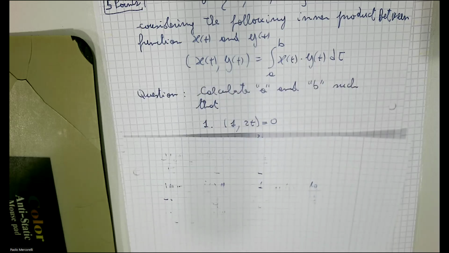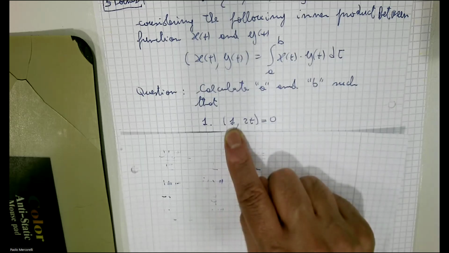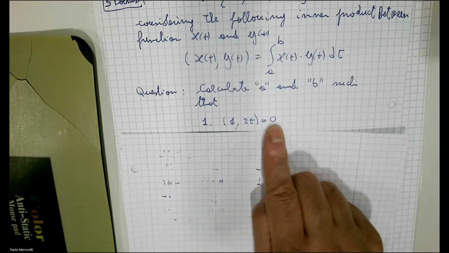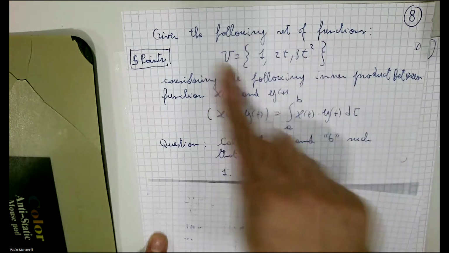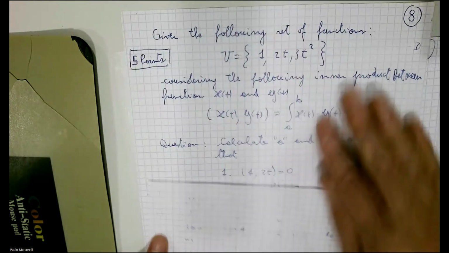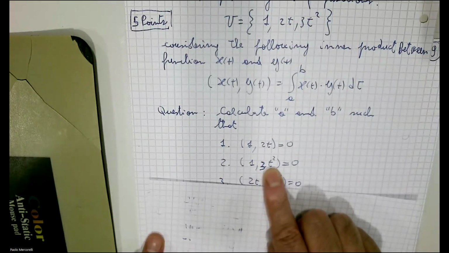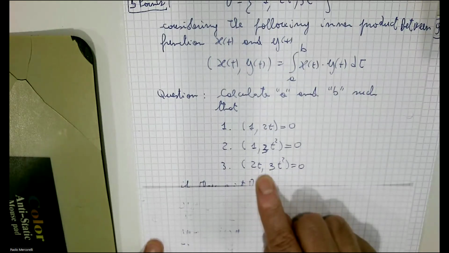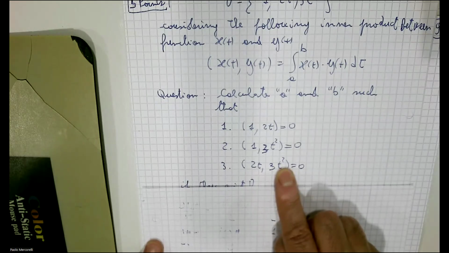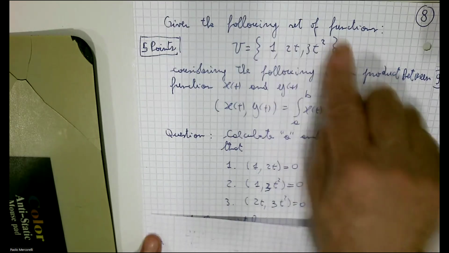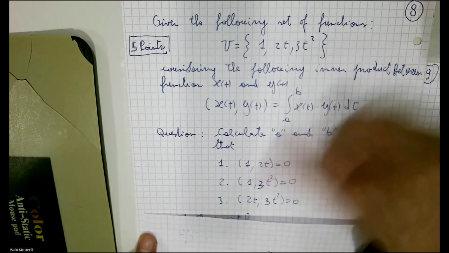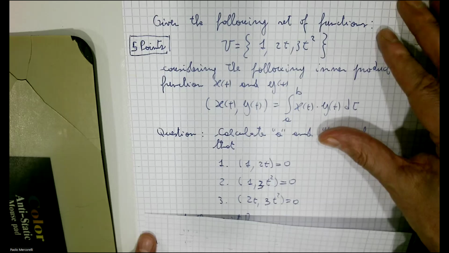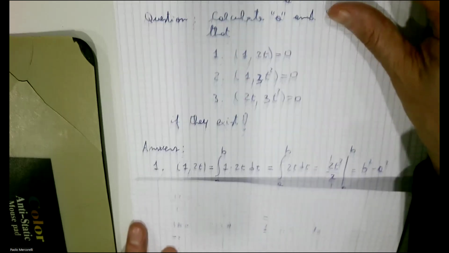Calculate A and B such that, case number 1, 1 scalar 2t equals 0. We have here this set of functions. I forgot to say: 1 scalar 3t squared equals 0, and 2t scalar 3t squared equals 0. Basically, I try all possible combinations of these three functions. We have three possibilities. Case number 1, of course, if they exist.